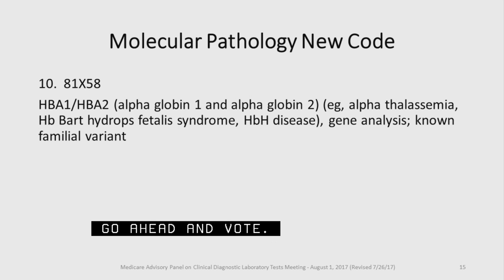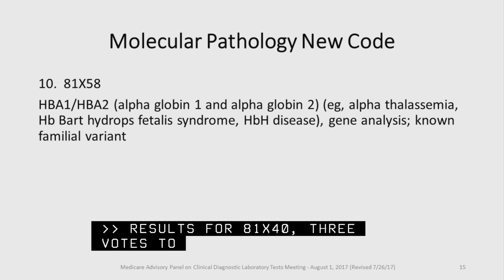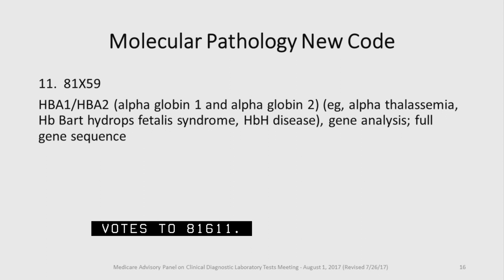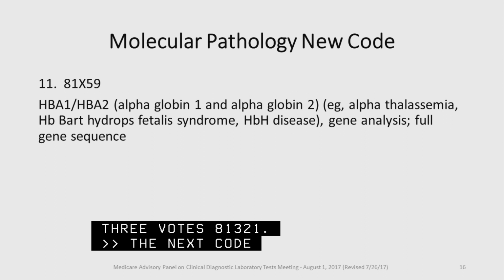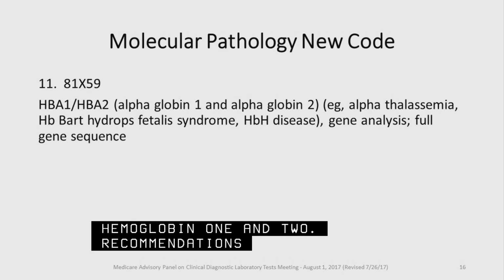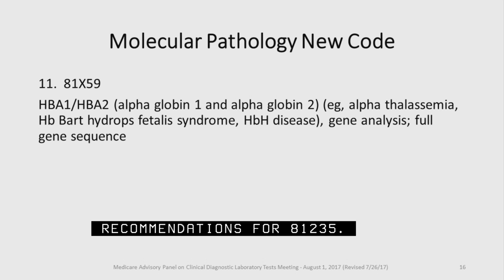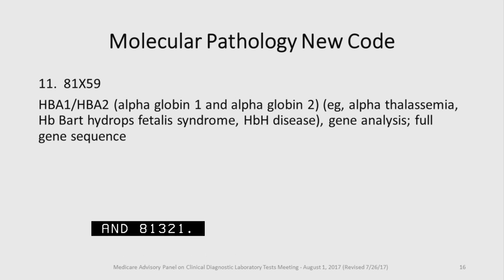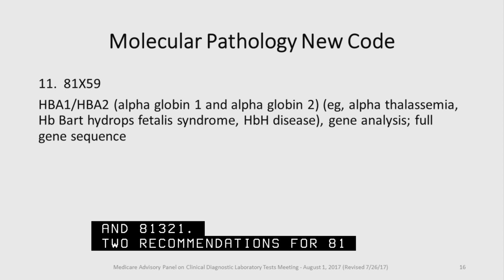Results for code 81X40: 3 votes to crosswalk to 81161, 6 votes to crosswalk to 81321. So the next code is 81X59, hemoglobin alpha 1, hemoglobin alpha 2, gene analysis, full gene sequence. We have recommendations for a crosswalk to 81235 and 81321. So 2 recommendations for 81X59: crosswalking it to 81321, and 81235.